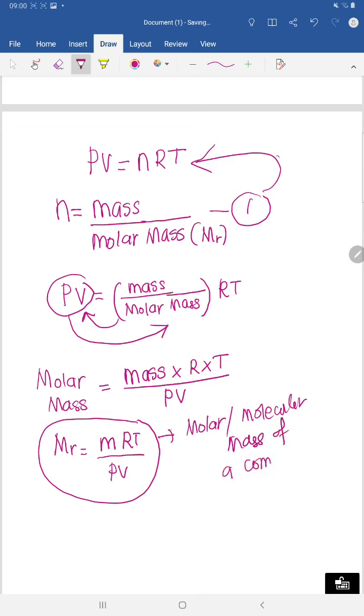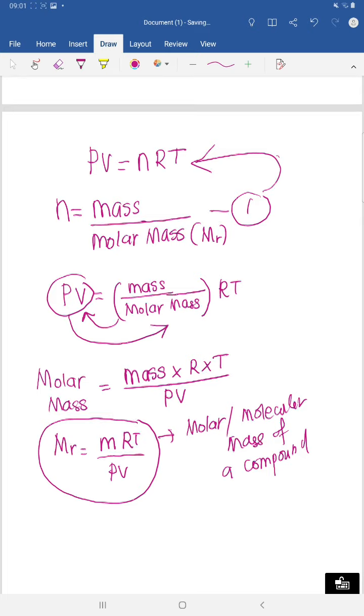You don't have to memorize this formula. You just need to know how to derive this molecular mass or molar mass formula from the ideal gas equation by simply substituting the formula for number of mole, which relates mass and molar mass.